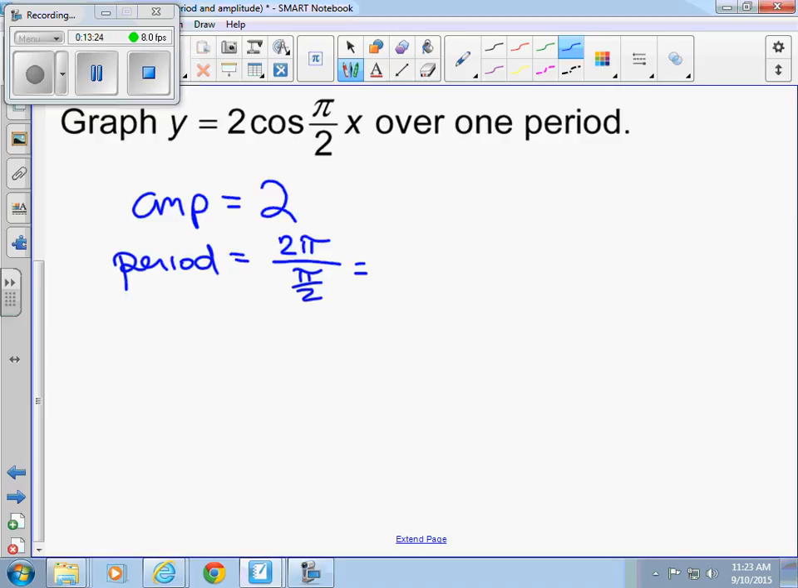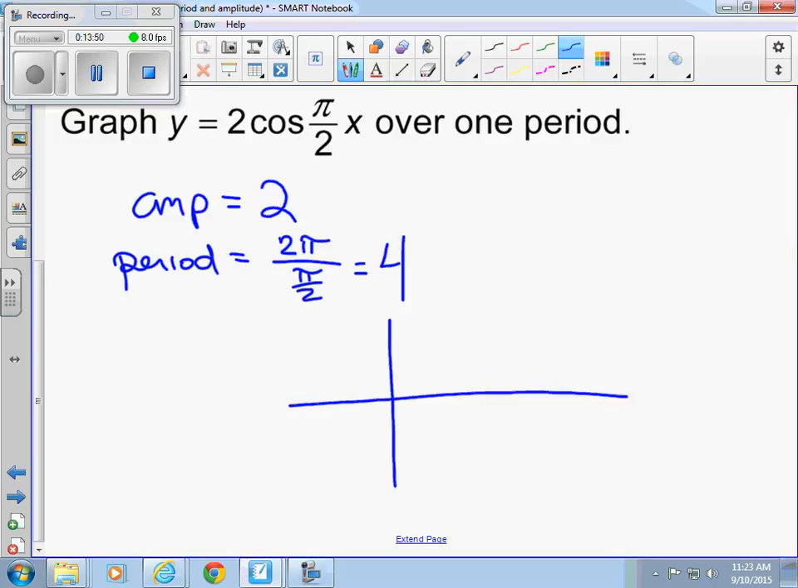What do you think? 4. I agree. It's 4. How'd you get 4? Flipped the pi over 2, so you get 2 over pi. And so 2 pi times 2 over pi. The pi's will cancel and you get 4. Do I need to write that down? So we get 4 as our period.